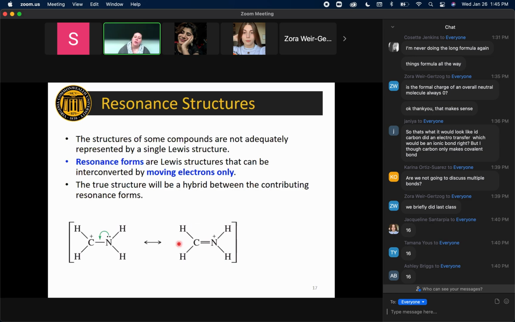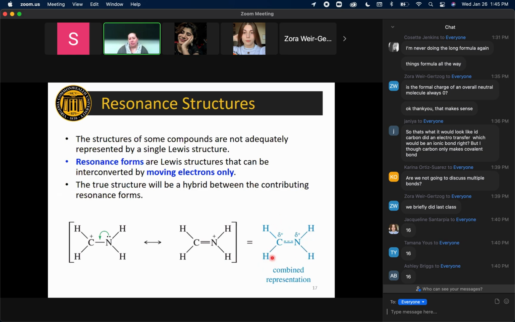And so the truth for this molecule is some kind of a hybrid, where there's some bond between the carbon and nitrogen that's not really a single bond and not really a double bond. And this formal charge doesn't really live only on the nitrogen or only on the carbon. So you can think about this as being an average of the two Lewis structures, or you can think about it as the two Lewis structures converting back and forth so fast that you can't see them, and you see a combination.